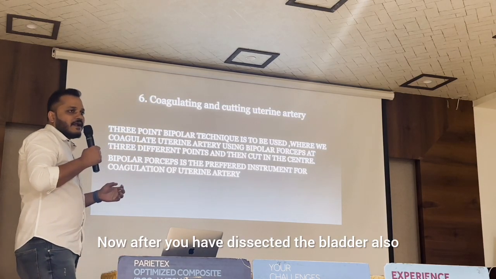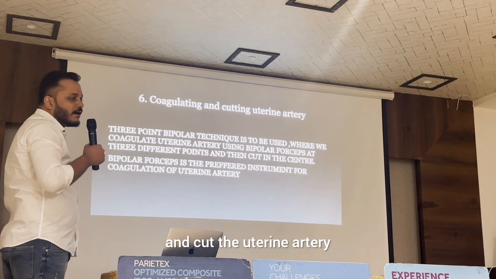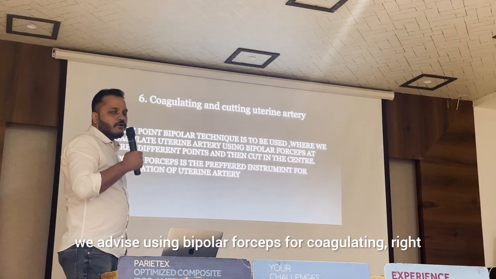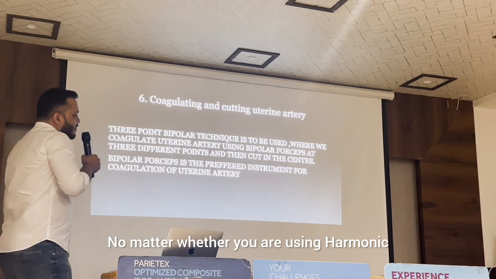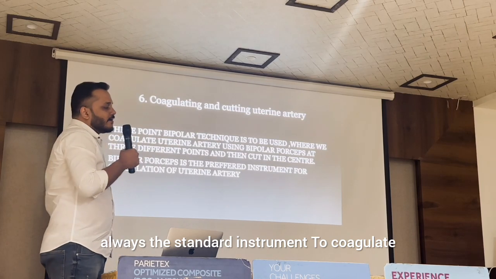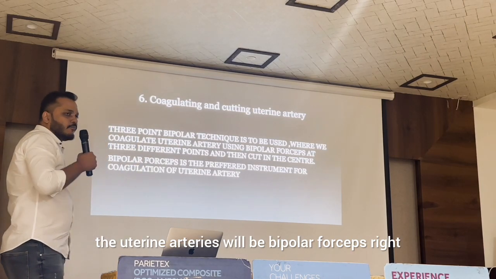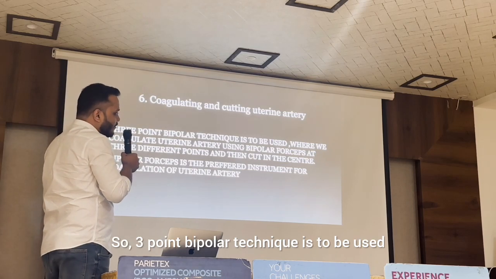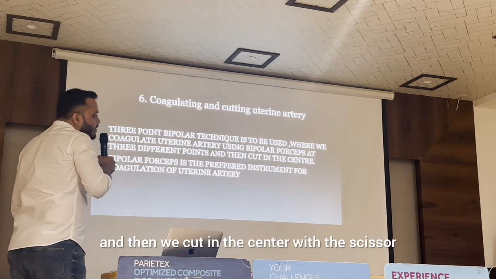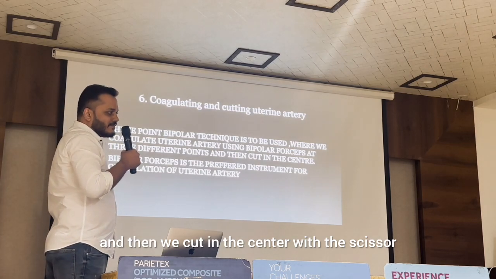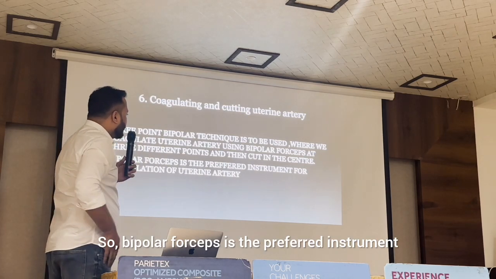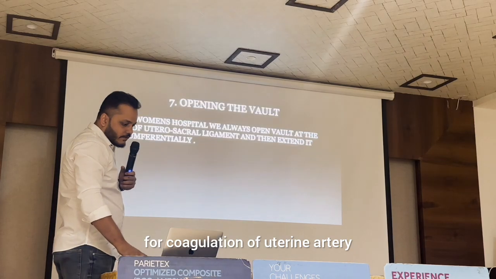Now after you have dissected the bladder, the next step will be to coagulate and cut the uterine artery. As a routine, we advise using bipolar forceps for coagulating, right? No matter whether you are using harmonic, ligature, or sonicision, always the standard instrument to coagulate the uterine arteries will be bipolar forceps. So the 3-point bipolar technique is to be used, where we coagulate the uterine artery using bipolar forceps at 3 different points, and then we cut in the center with the scissor or whichever instrument that you are having.